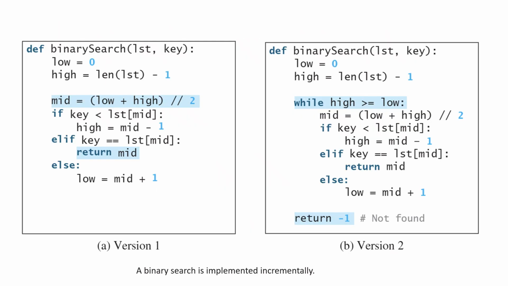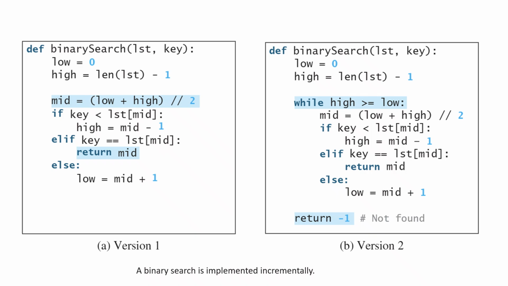This is the code, version 1 and version 2. The two versions of the code are given. def binary_search(list, key): low = 0, high = len(list) - 1, mid = (low + high) // 2. That we do in version 1. Here we are using if only. The next program, version 2, uses the while loop. If key < list[mid], high = mid - 1; if key == list[mid], return mid; else low = mid + 1.